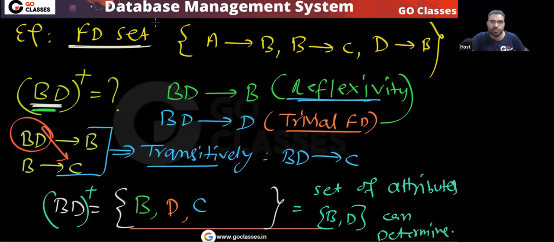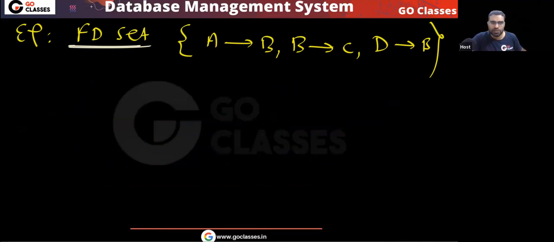Is this understood? Please tell me. The concept, did you understand? The small points, transitivity, reflexivity, are you understanding? Now let's move on.